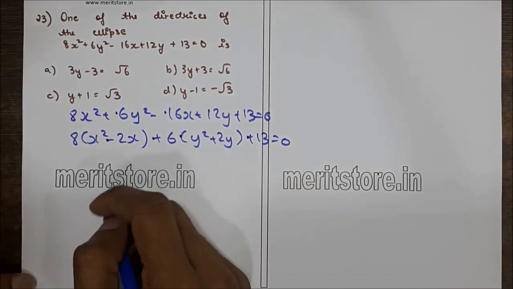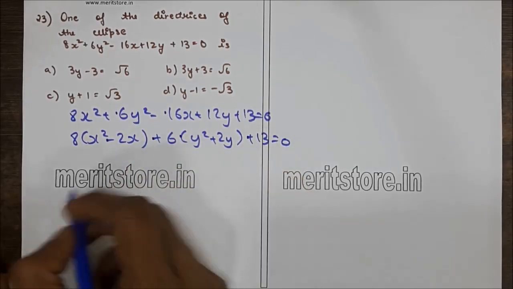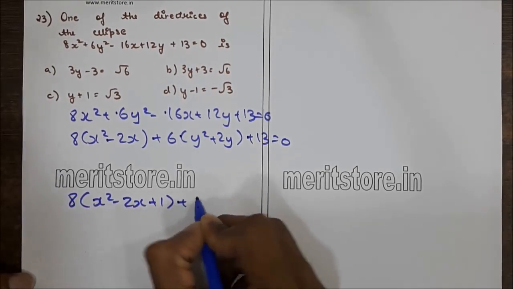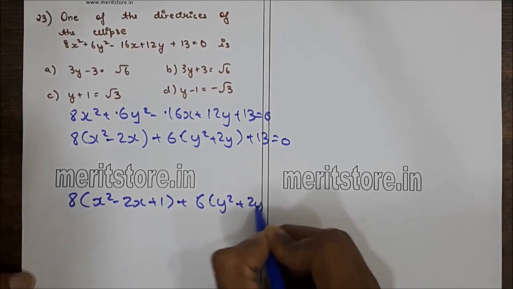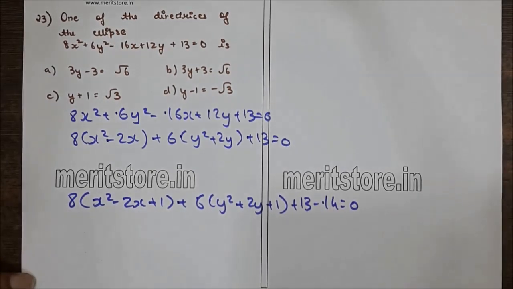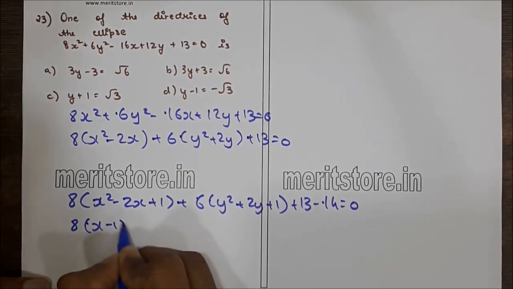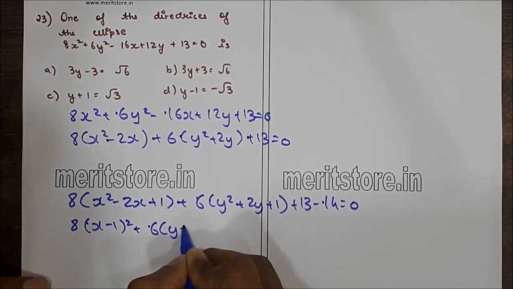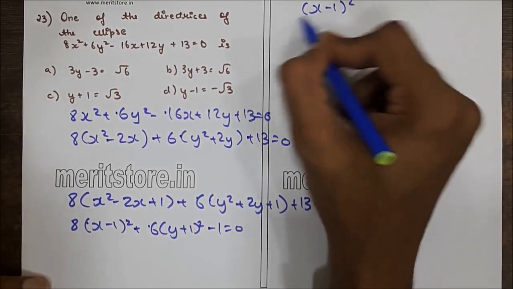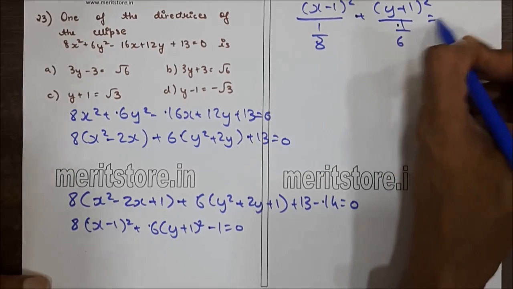Further solving this, we add 1 inside both the brackets, so we can write this as 8 (x square minus 2x plus 1) plus 6 (y square plus 2y plus 1) plus 13 minus 14 equal to 0. So we can write this as 8 (x minus 1) the whole square plus 6 (y plus 1) the whole square minus 1 equal to 0. Further solving this, we get (x minus 1) the whole square by 1 by 8 plus (y plus 1) the whole square by 1 by 6, which is equal to 1.